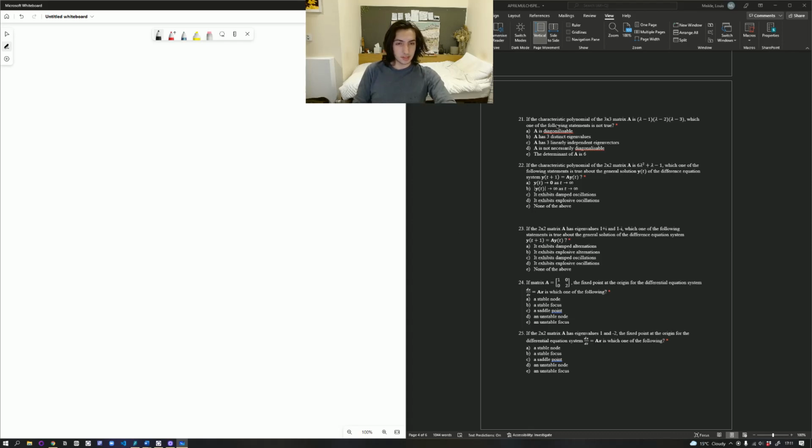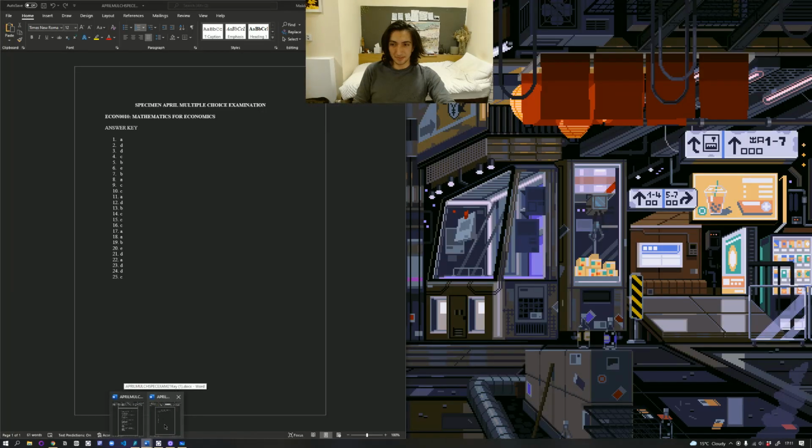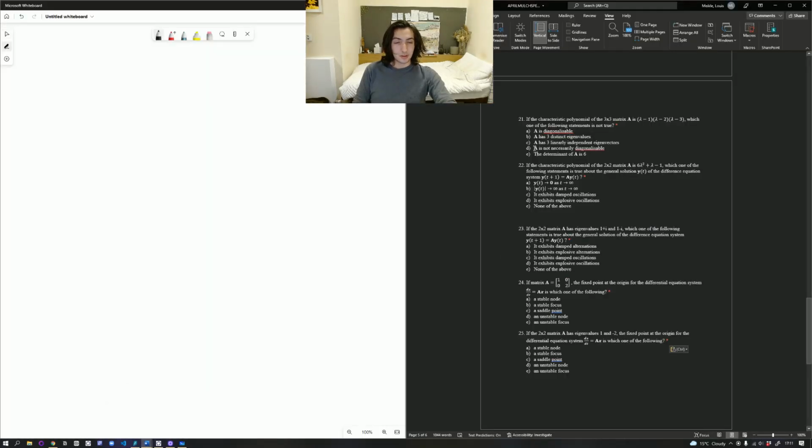Remember, this statement says which of the following is not true. We can't determine if it's diagonalizable or not, but we do know that there are three distinct eigenvalues. So we can maybe say this also references D. A is not necessarily diagonalizable, which is also true. This is also true as well. So what is the answer here? I forget. 21. It is D.